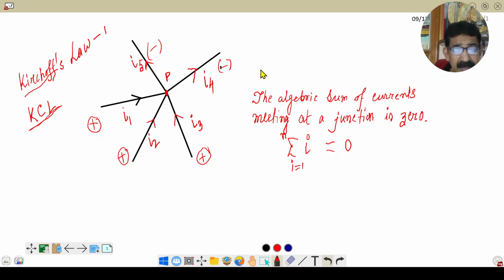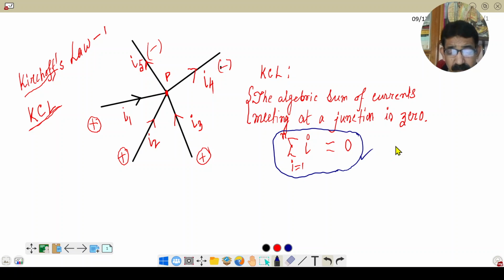So this is KCL, Kirchhoff's current rule or law. This is the expression of KCL in language, and this is the mathematical expression of KCL. This mathematical expression and this sentence are equivalent to each other.